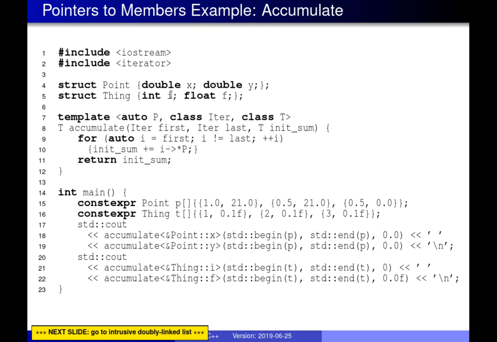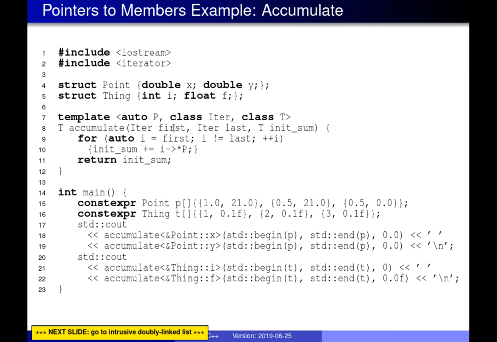So what I have on this particular slide is two classes, one called point, one called thing. Point has a couple of data members, a couple of doubles, x and y. And thing has a couple of data members, i and f, which have int and float type respectively. And what I want to do is write a function which is called accumulate. I give it a range of elements, which are represented by these iterators first and last. So first and last correspond to a range, and it's going to be a range of some class type. So we have iterators that are referring to maybe a bunch of points or a bunch of things.